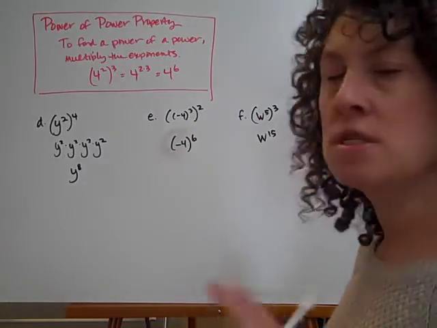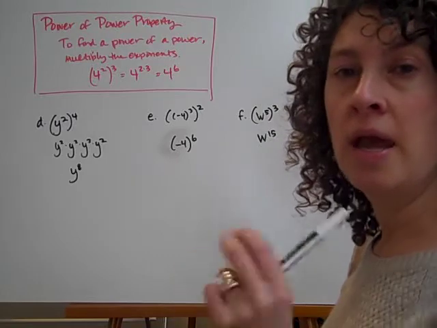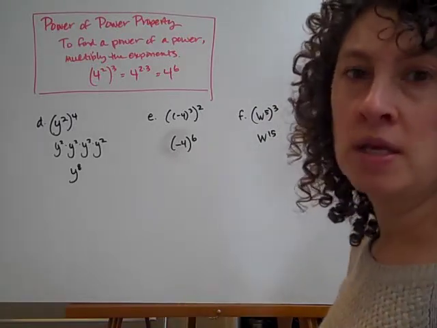So our two rules dealing with powers: product of powers, I want to keep the base and add the exponents. And power of powers, I'm going to keep that base, but I'm going to multiply the exponents together.